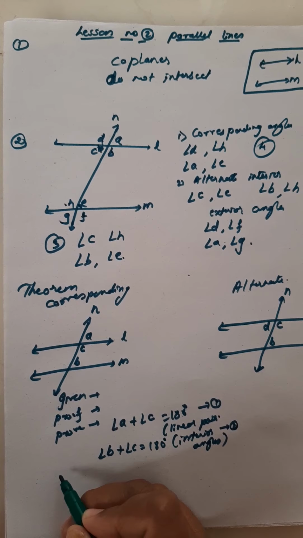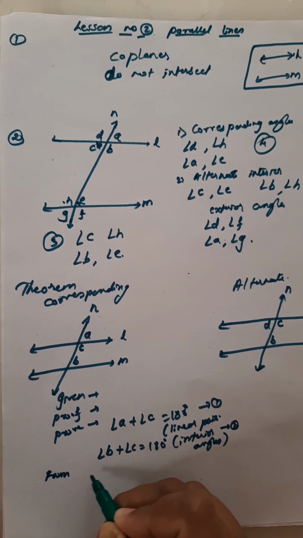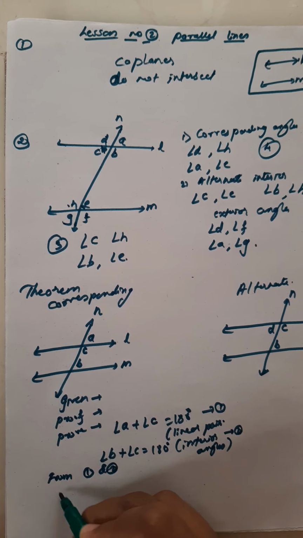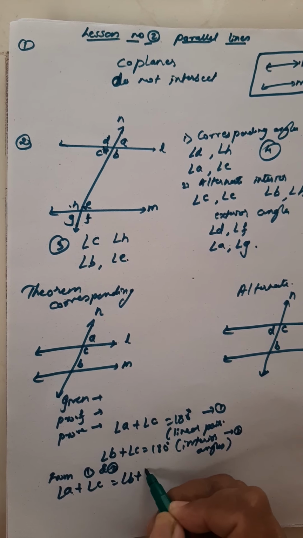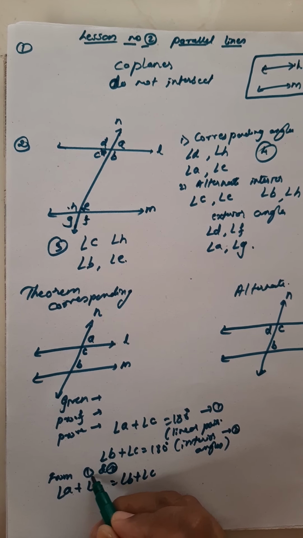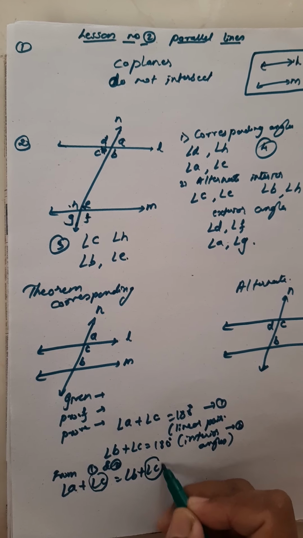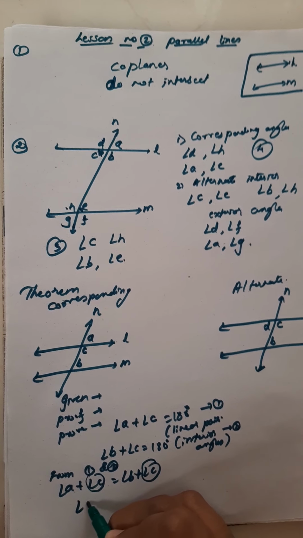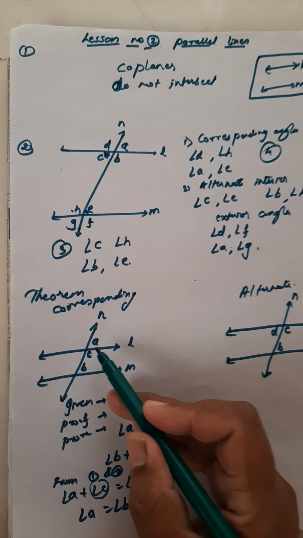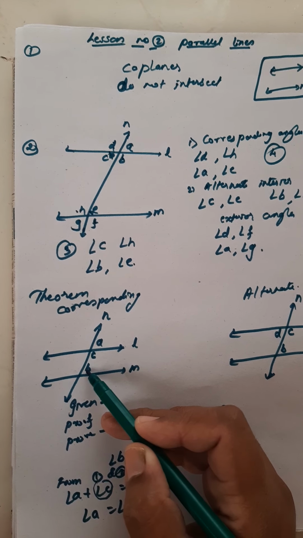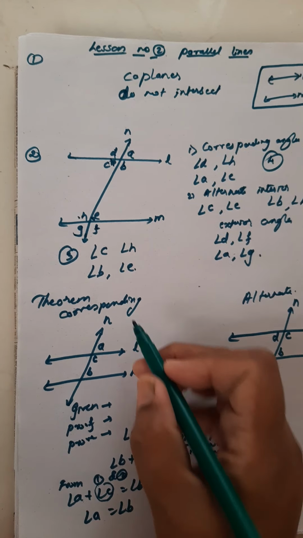Now we compare equations 1 and 2. We get angle A plus angle C is equal to angle B plus angle C. Now what will we do here? Eliminate angle C from both sides. Finally we get angle A is equal to angle B. This is the corresponding angles.